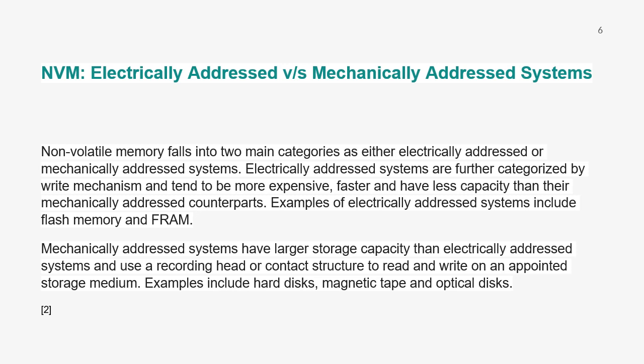Electrically addressed systems are faster and have less capacity than their mechanically addressed counterparts. Examples of electrically addressed systems are flash memory and FRAM. Mechanically addressed systems have larger storage capacity than electrically addressed systems. Examples of mechanically addressed systems are hard disk, magnetic tape, and optical.